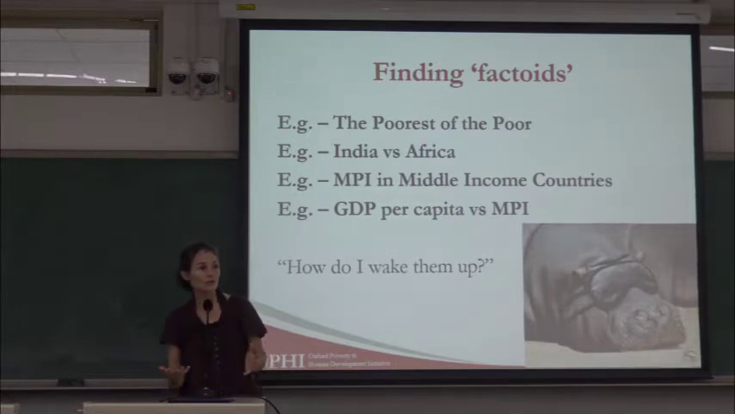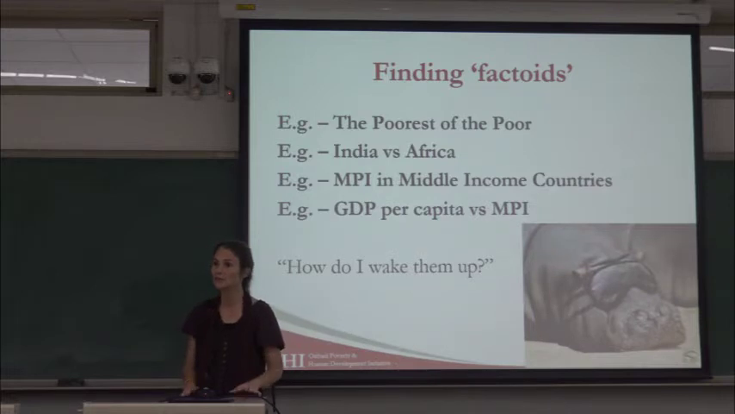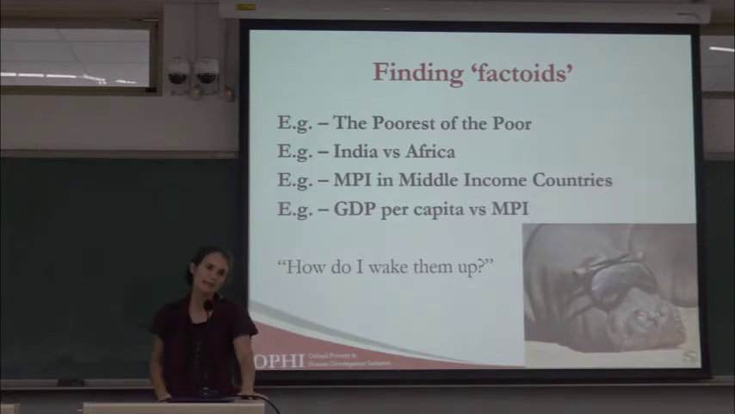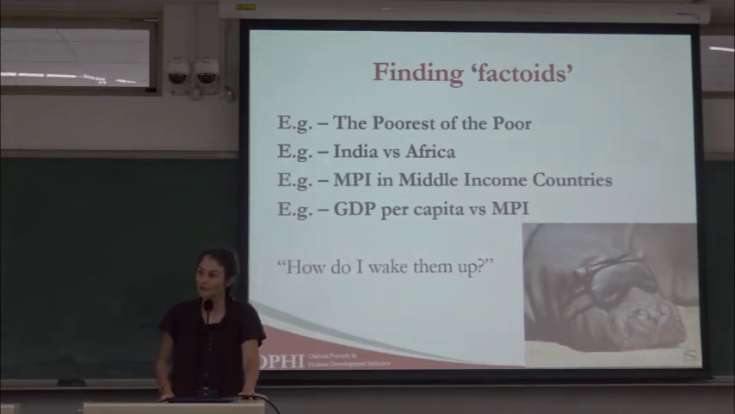Another story was how many MPI poor people live in middle-income countries. A few years ago, Andy Sumner's paper had been very popular because he showed that most poor people, by the $1.25 a day measure, lived in middle-income countries. So we investigated and found actually it was the same. 72% of MPI poor people lived in middle-income countries.